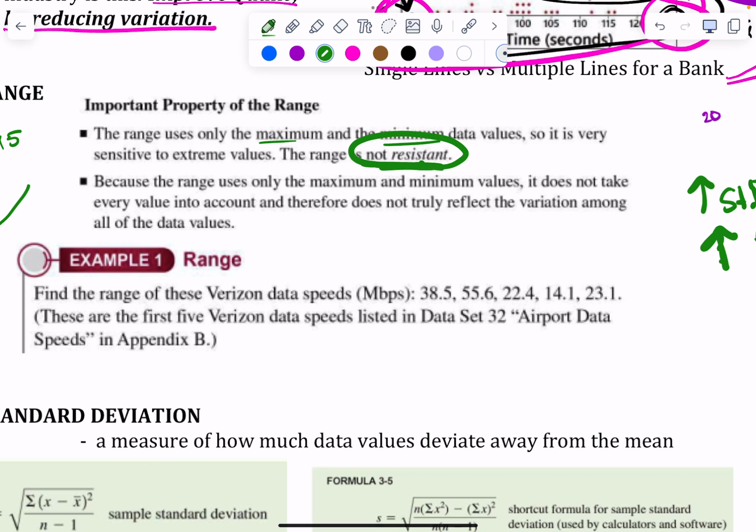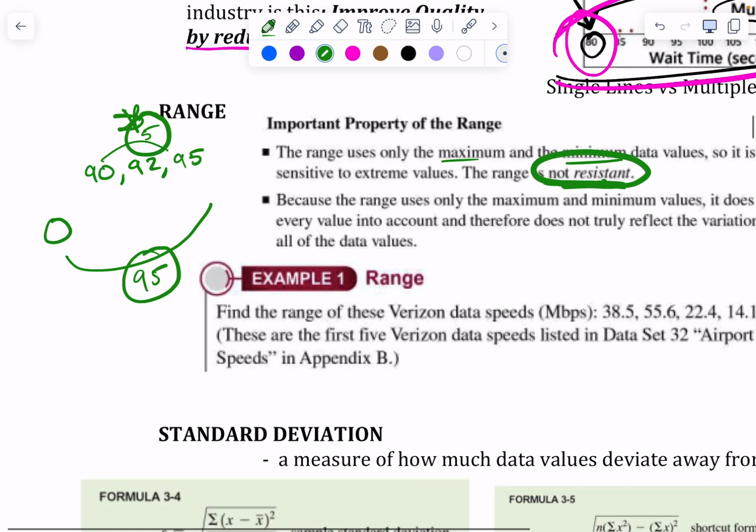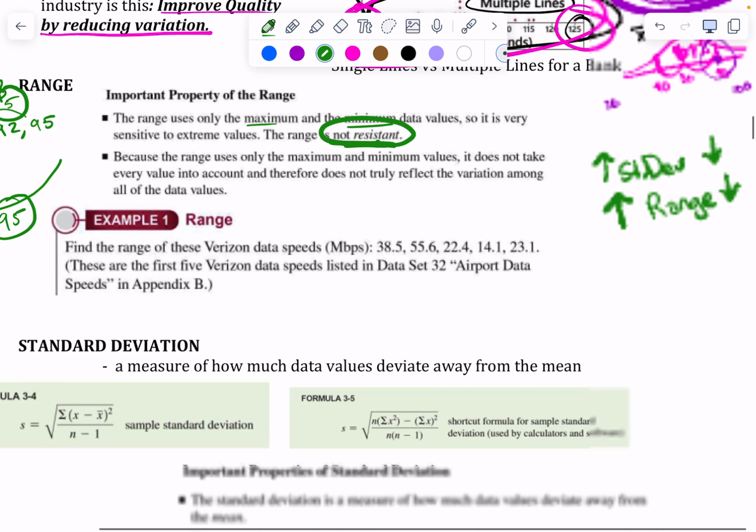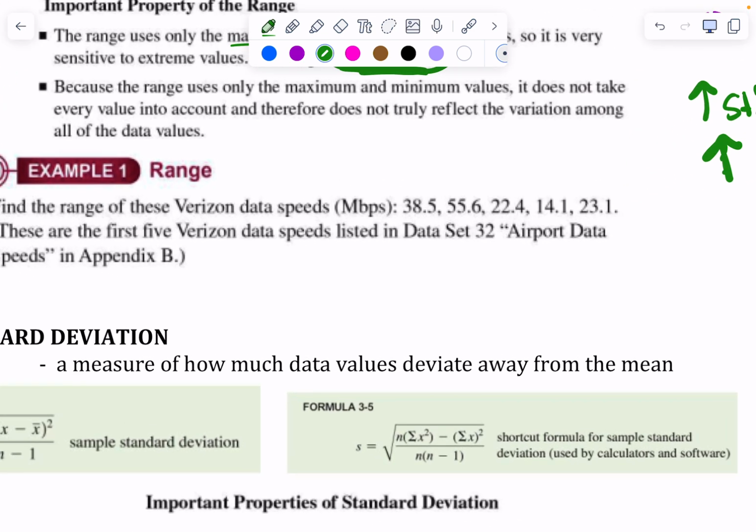Because the range uses only the maximum and minimum values, it does not take every number into consideration. Like, I don't care what the middle numbers are. I only care about the high and the low to find the range. So, in other words, I don't have to necessarily have my data set in order to find the high and low number. You wouldn't necessarily have to have them in order to find the range.